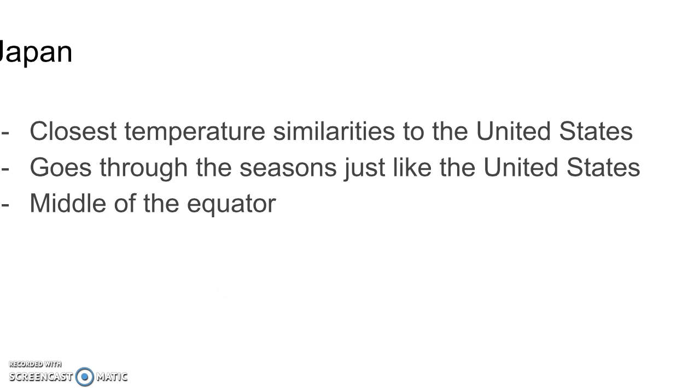Japan. Japan has the closest temperature similarities to the United States. It goes through the seasons just like the United States and is in the middle of the equator, as you can see, so is the United States.